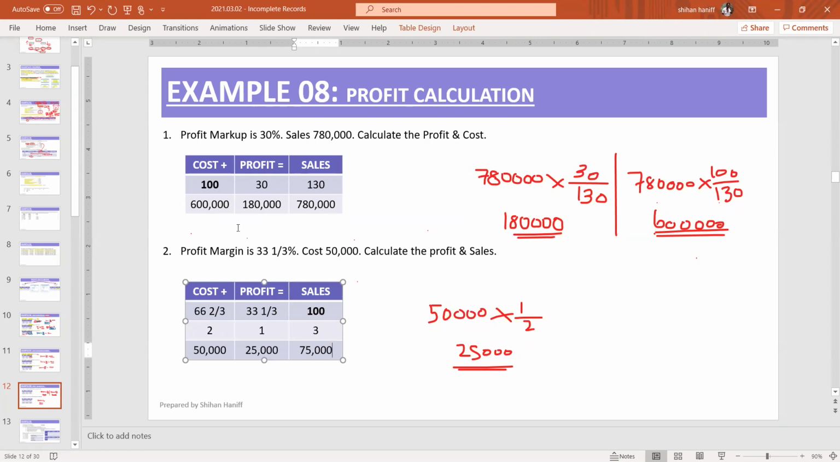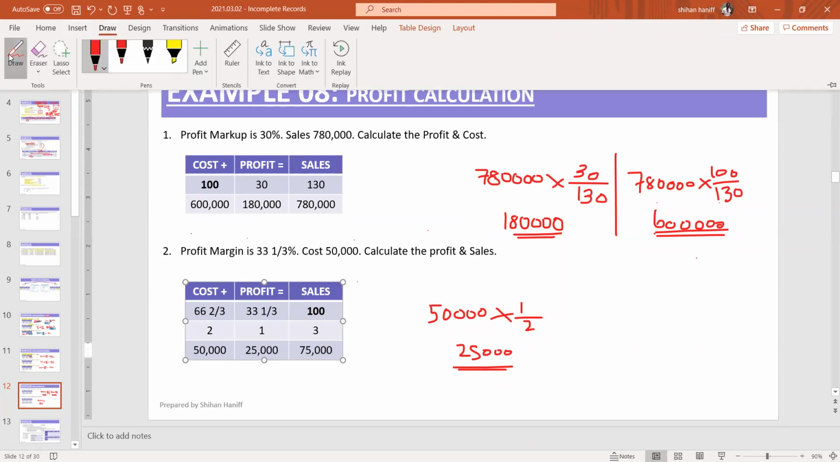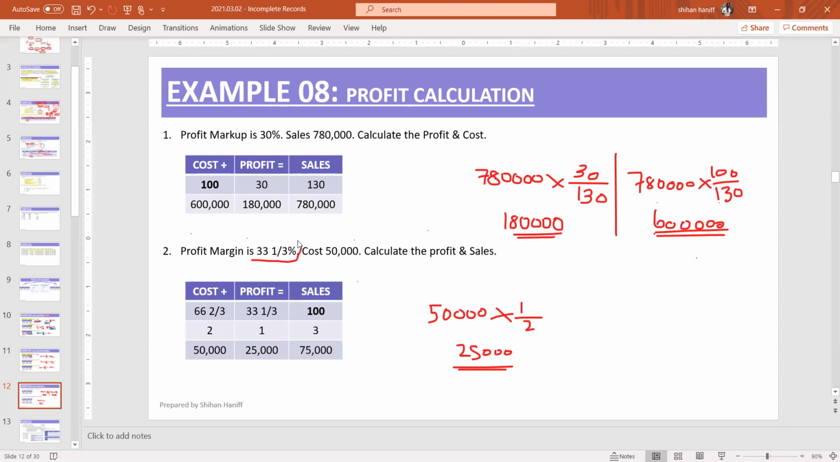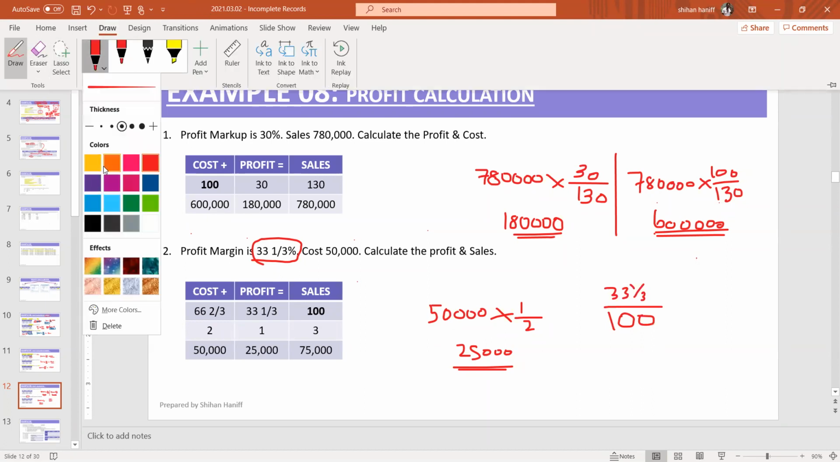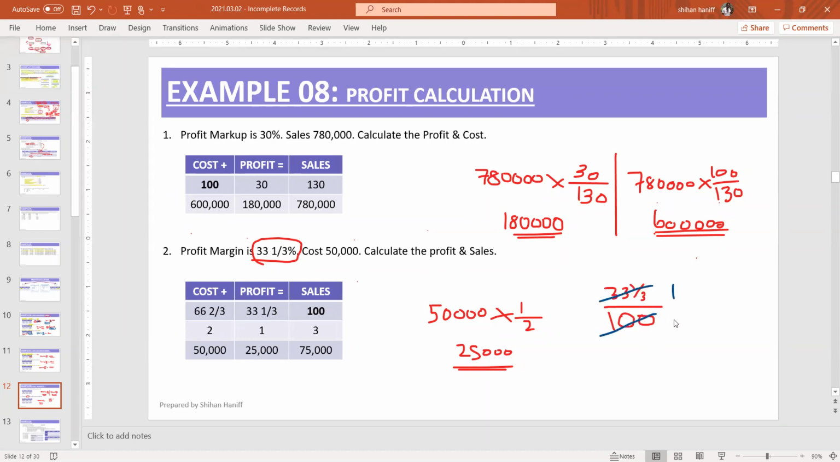Now remember this equation. 33 1/3% means 33 1/3 over 100. If you divide this, 1 over 3. If the profit is 1, sales is 3.